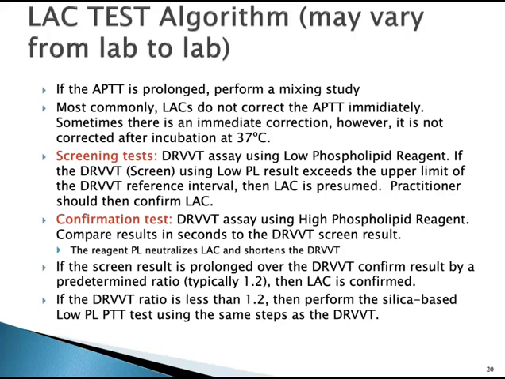If the DRVVT ratio is less than 1.2, then you can go ahead and perform a silica-based low phospholipid PTT or APTT using the same steps as the initial DRVVT. And I have a flow chart here that will be a little bit more helpful.